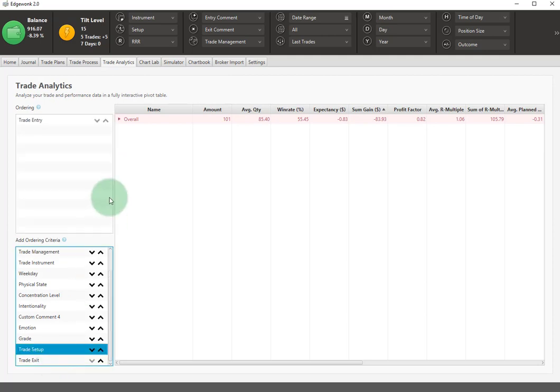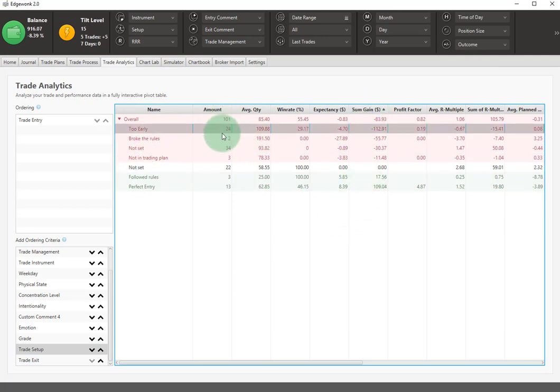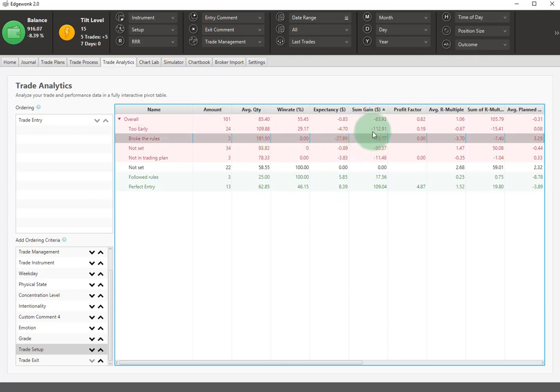We can also look at the trade entry comments, for example. And again, we want to order it by the sum of the gain to look for outliers. You can see here 24 trades were marked with too early, and those are the biggest losses. When he broke his rules, only 2 trades, but also a negative performance of $55 US. And when we look at the expectancy, this is a huge negative expectancy for the trades where he broke his rules. So there are only 2 trades that fall into this category, but they amount to a large loss. So something here is going wrong, probably stop loss management, or maybe he's taking too much risk for those trades. So that is something the trader should consider going forward.